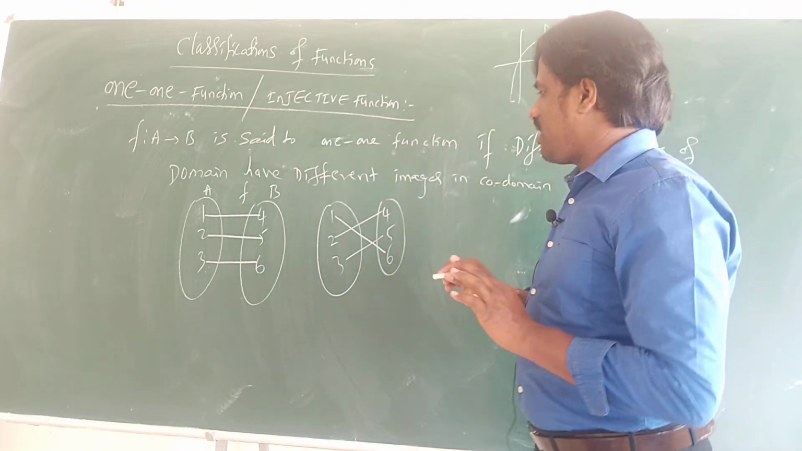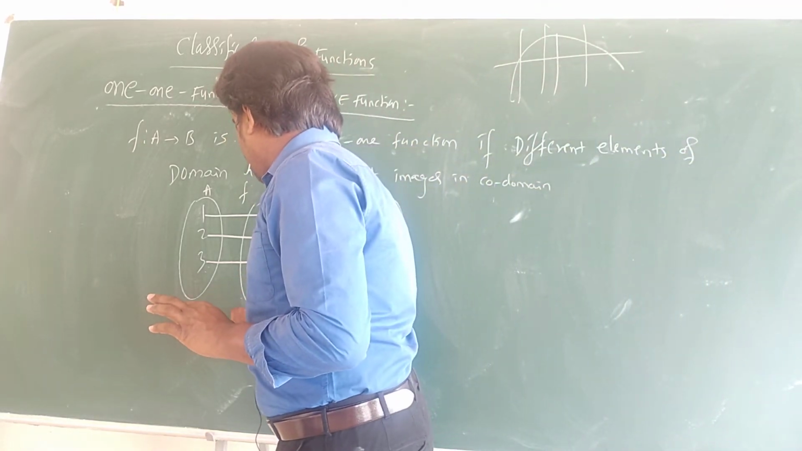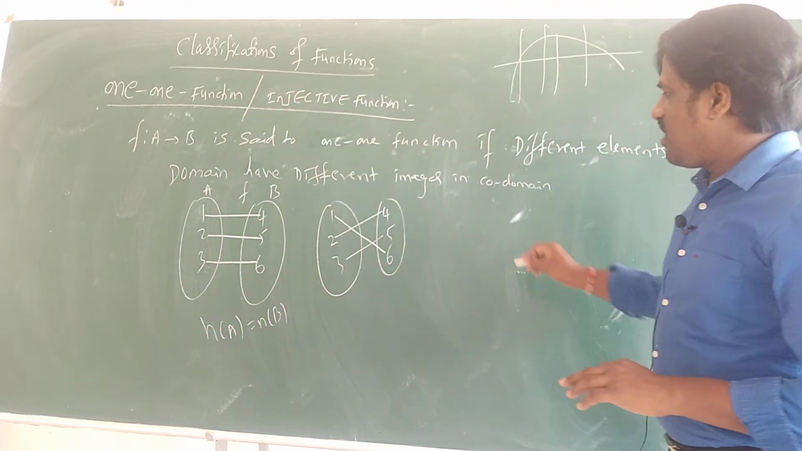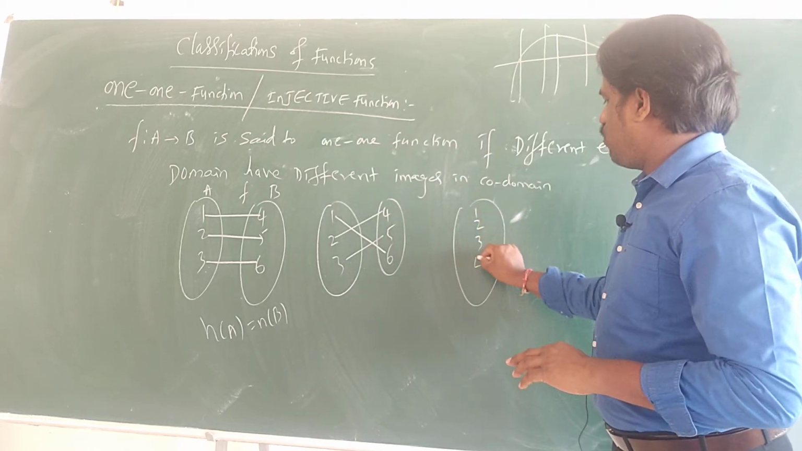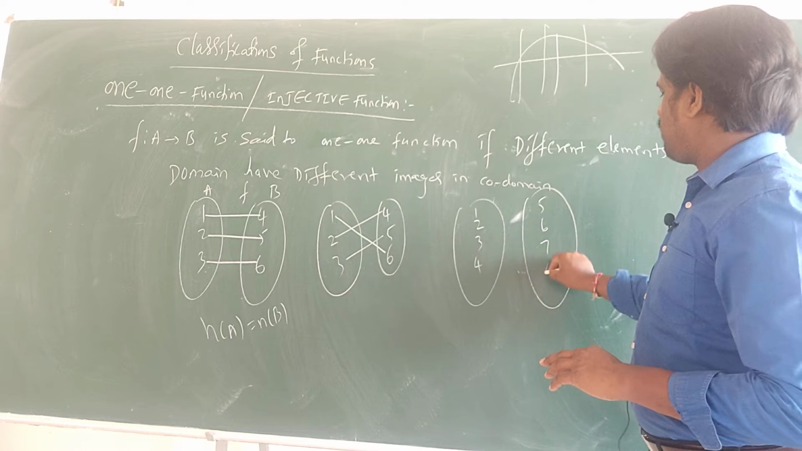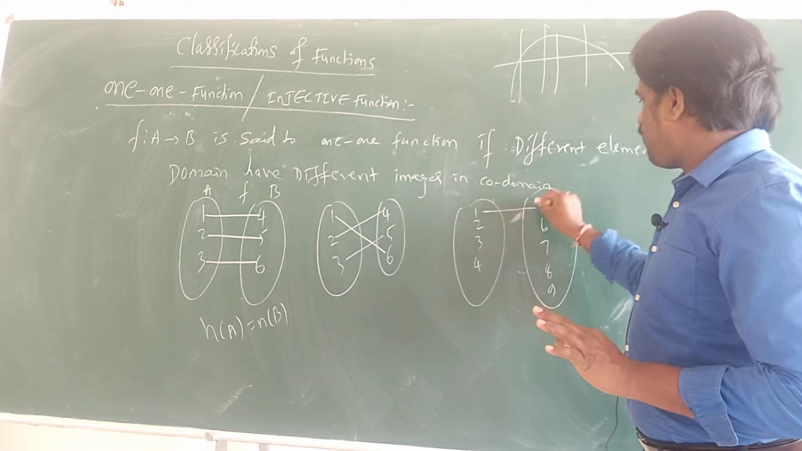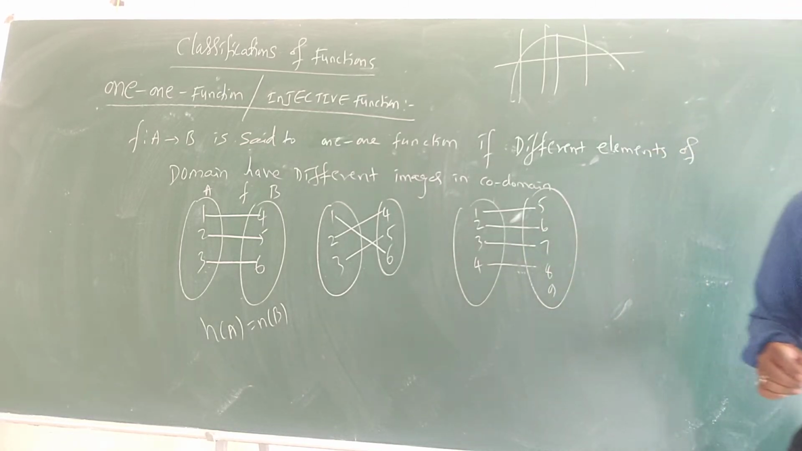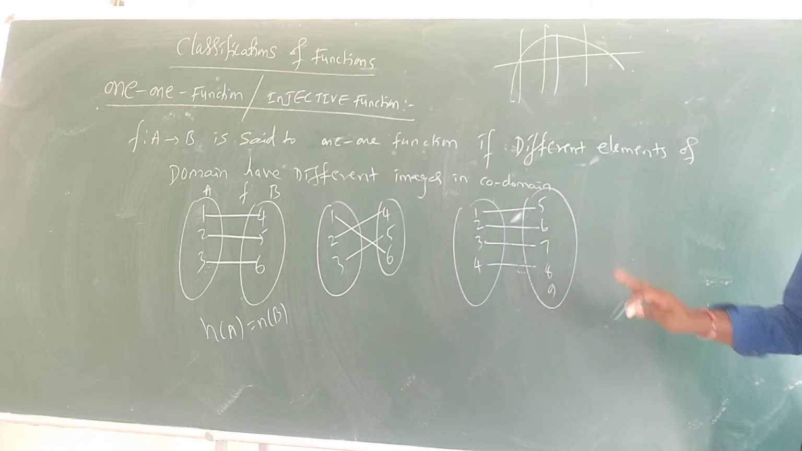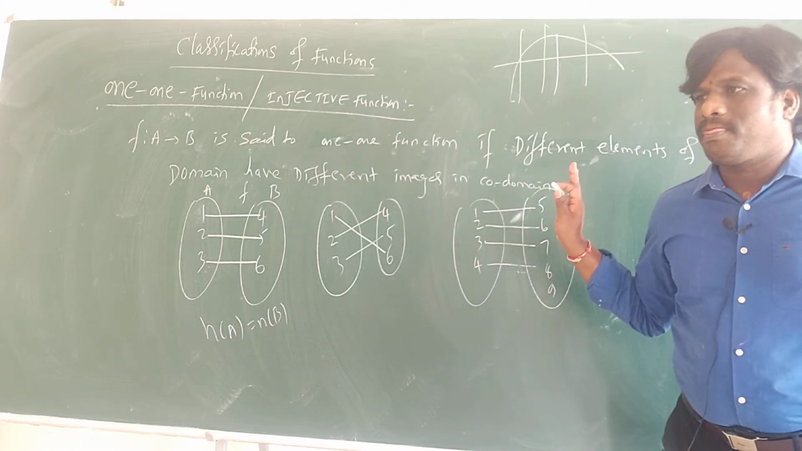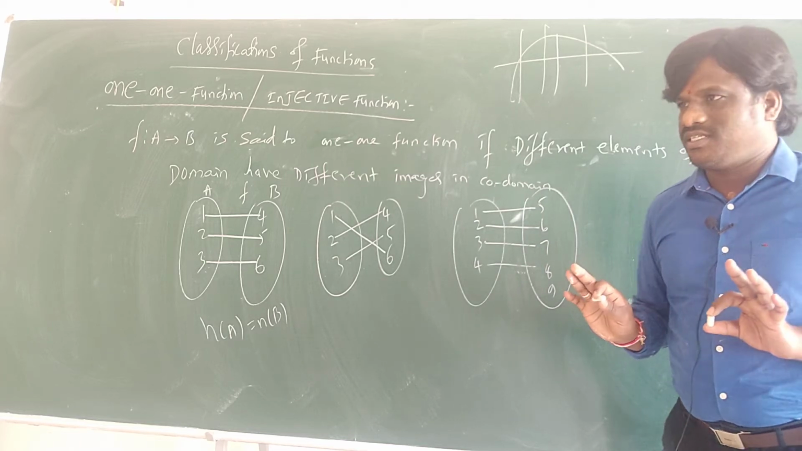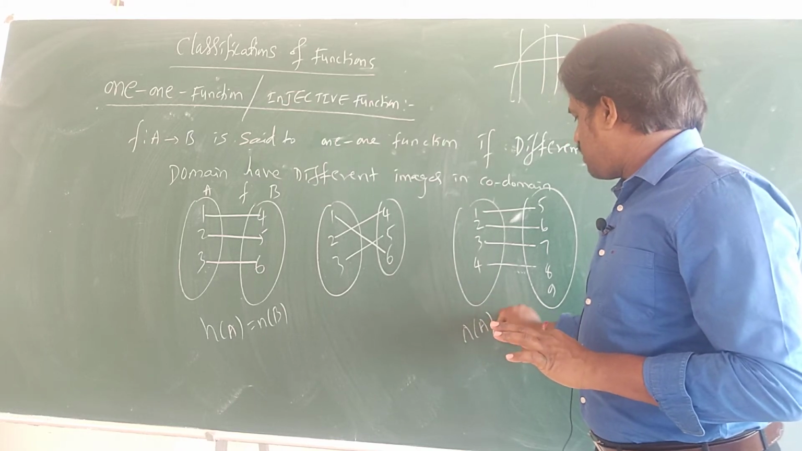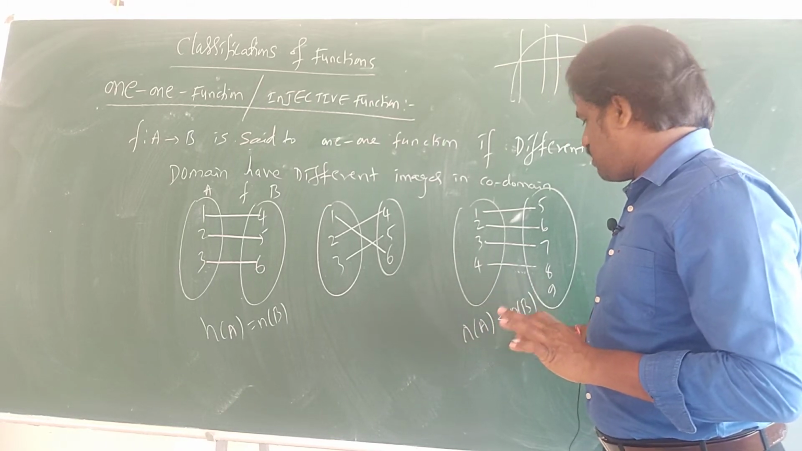In this case, you can see the number of A elements and the number of B elements are equal. Now if I take 1, 2, 3, 4 and here 5, 6, 7, 8, 9, with 1 to 5, 2 to 6, 3 to 7, 4 to 8. Is this a one-one function? Different elements have different images. Is this a function first? Yes, it is a function, and it is one-one. In this case, the number of A elements is less than the number of B elements.